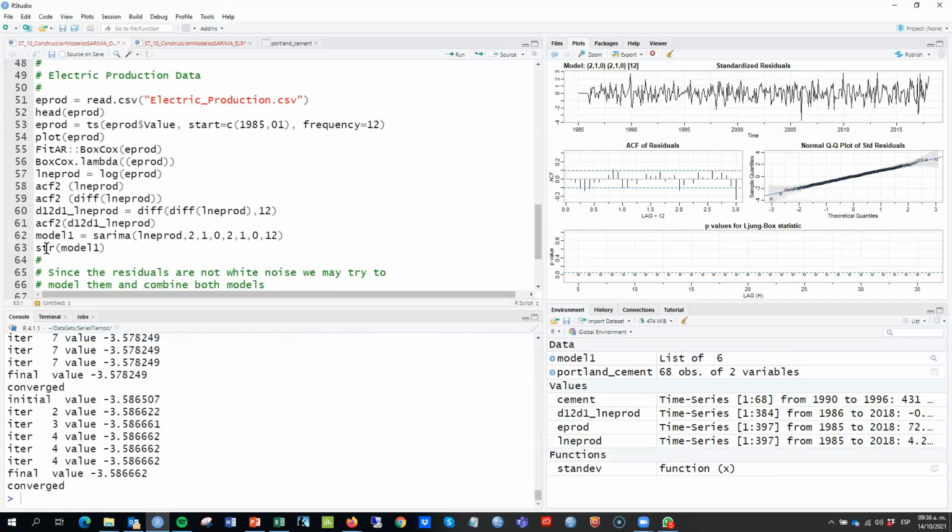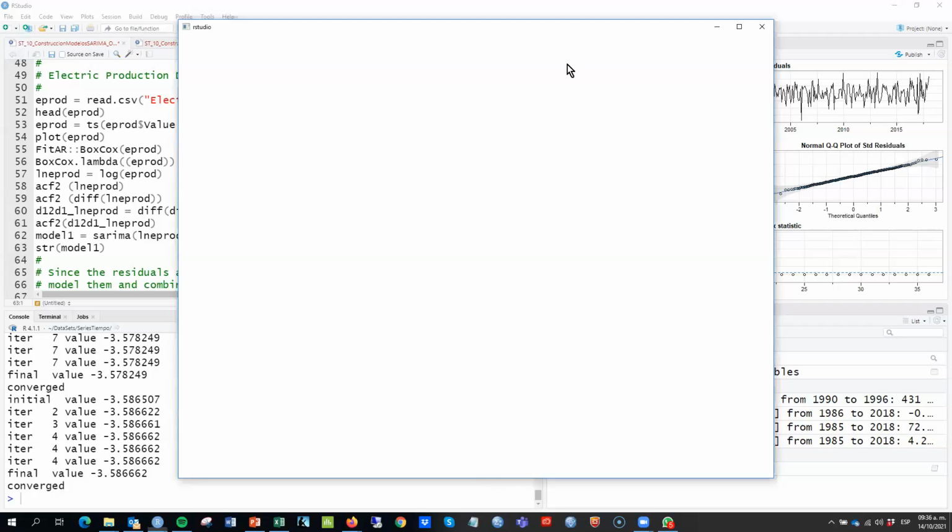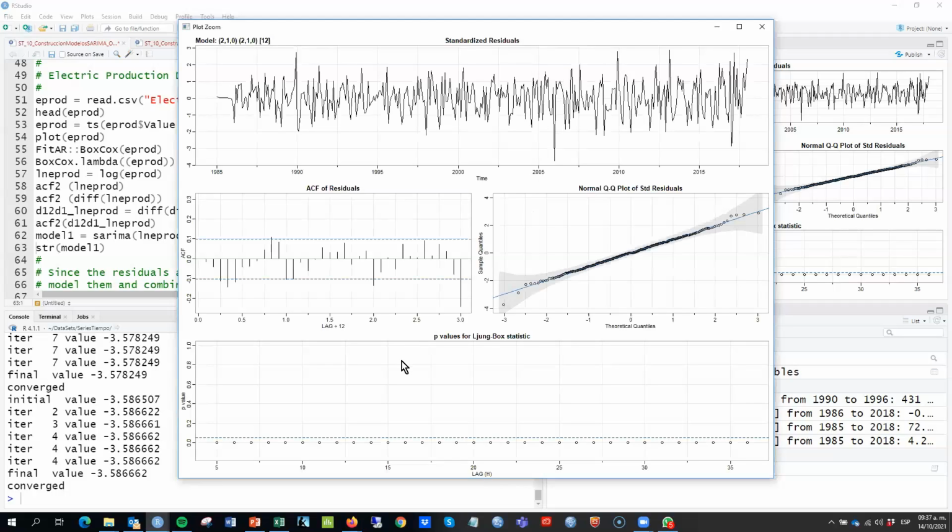Okay, so it shows this problem with the p-values. Now, let's look a little bit more in detail here. These p-values are very small. So we may try to fix this and see if we can get an improvement here. What sort of things can we do?